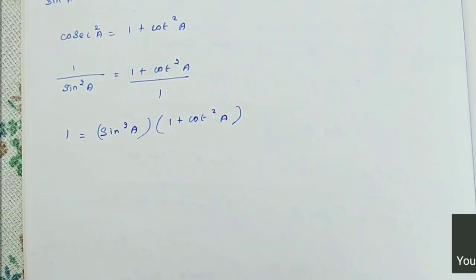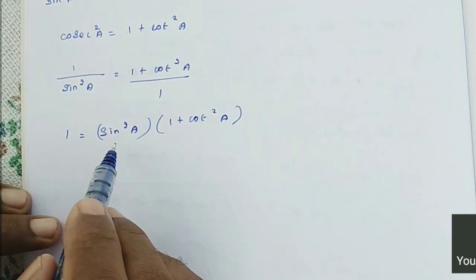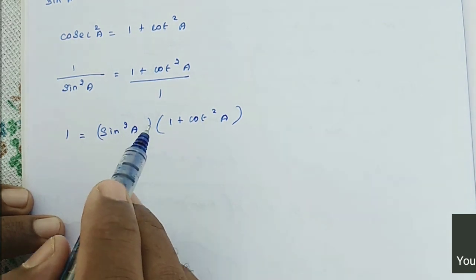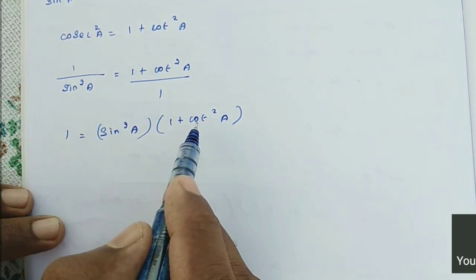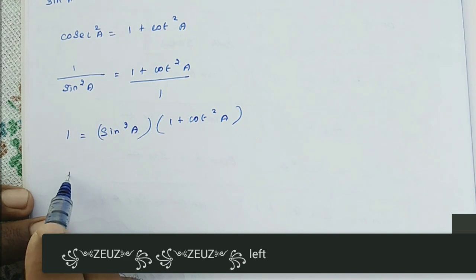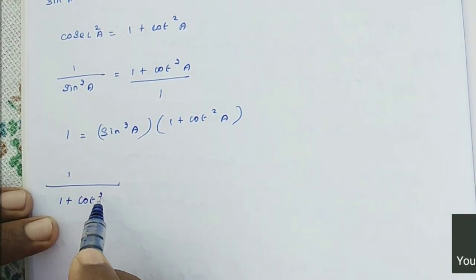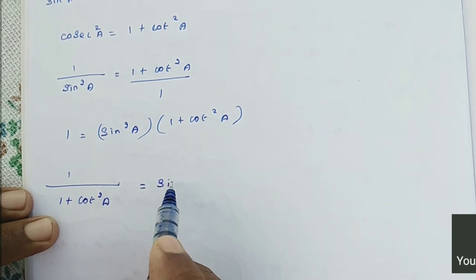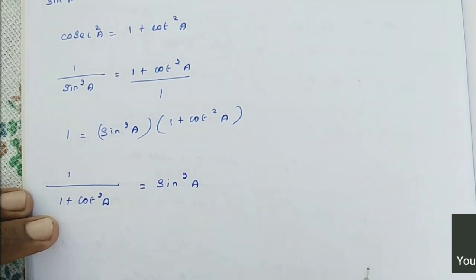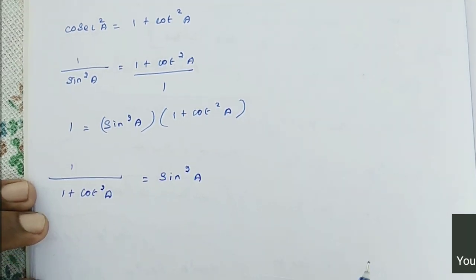Right? Clear? Next, I want only sine. So what are you supposed to do? You keep sin A on this side. You can bring this 1 plus cot squared A towards the left-hand side. What was multiplication on this side becomes division. So 1 by 1 plus cot squared A equals sin squared A. Are you clear?